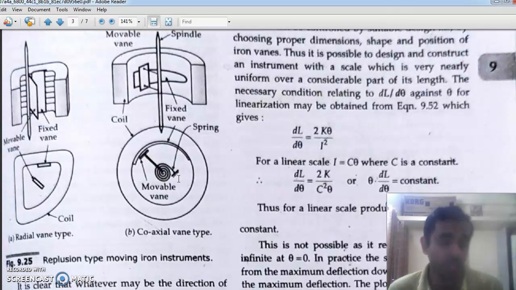That is how these instruments work. We have discussed the general equation of an MI instrument, which is based on energy equations, and we have discussed the two types of MI instruments, that is attractive type and repulsion type. In the next class we'll see how we can make the scale more or less uniform in an MI instrument.